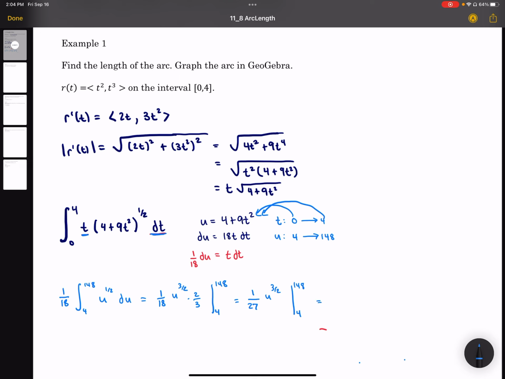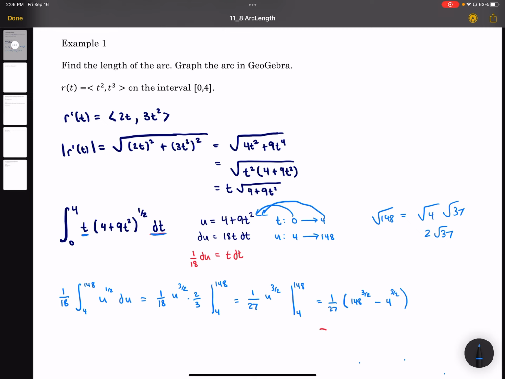So all this is going to give us is the square root. So we can take the 1/27th, and we're just going to have 148 to the 3/2 minus 4 to the 3/2. And 4 to the 3/2 is, the square root of 4 is 2, so 2 cubed is 8. 148 is not a perfect square, so that's 2 times 74, 4 times 37. So the square root of 148 is equal to the square root of 4 times the square root of 37. So that's 2 root 37.